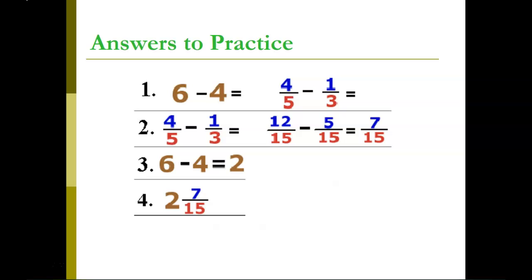So if I multiply 5 times 3 to get 15, and then 3 times 5 to get 15, I do the same thing to their numerators and get my answer for that. 6 minus 4 is 2. Bring them together, you get 2 and 7/15. All right? Any questions on that, guys?